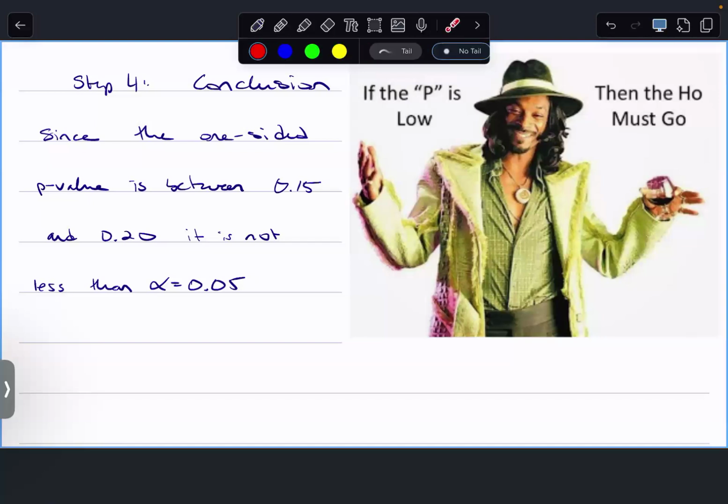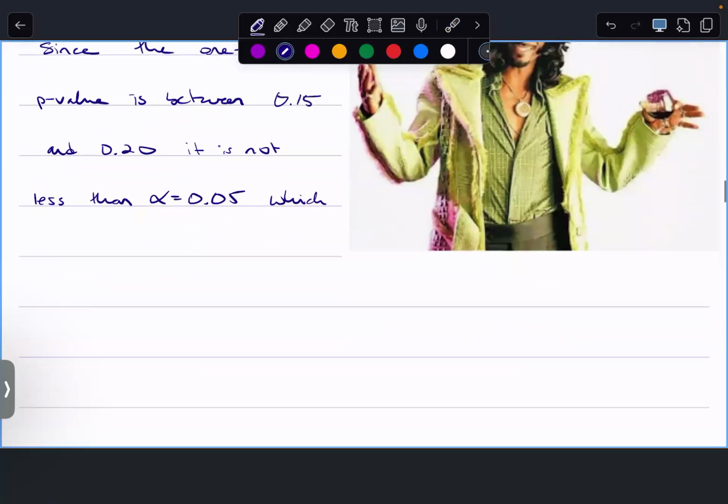Notice how I'm using the mirror, right? So I'm not going to say it's greater than 0.05. I just say it is not less than 0.05, which means we do not have enough evidence to reject H naught.